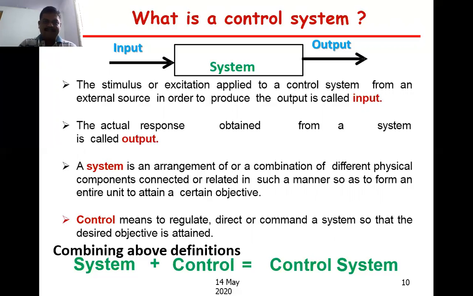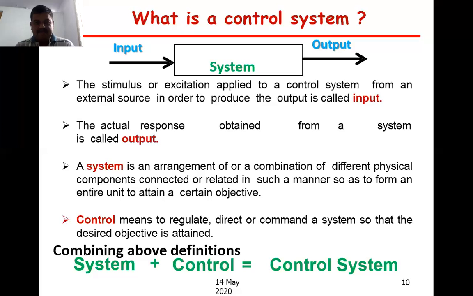The stimulus or excitation applied to a control system, from an external source, to produce the output, is called input. The actual response obtained from your system is called output. So input is the excitation or stimulus you give to the system, and the output is what comes out of your system as the response.